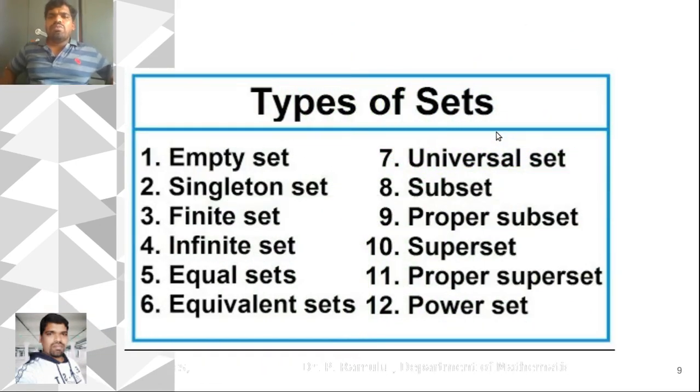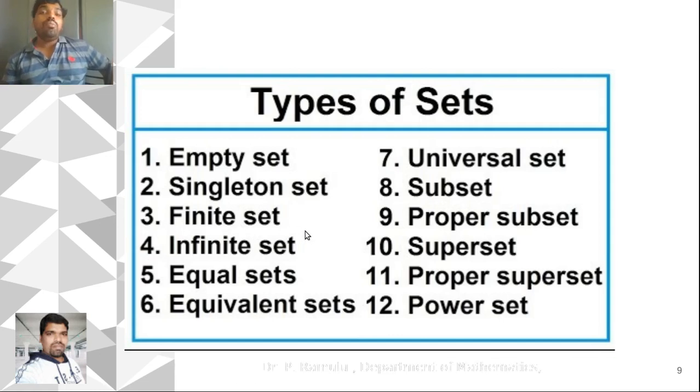Types of sets. What are the types of sets? I have mentioned some sets here. Empty set: we can write the symbol phi only, phi is equal to empty set. That means this set does not contain any elements, so that's why it is called the empty set. Singleton set is nothing but a set containing only one element. Suppose S is equal to {1}, {2}, {3}, {a}. A set containing one element is a singleton set.